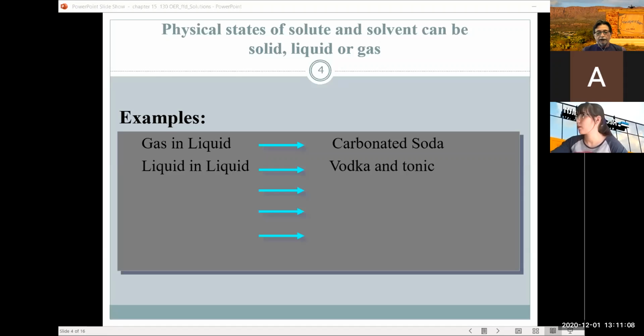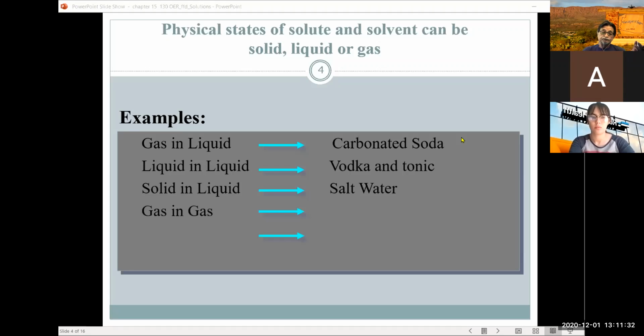You can have a liquid in a liquid, like a drink, vodka and tonic, any type of mixture there. We have vodka in low concentration, hopefully, and tonic in high concentration. You can also have a solid in a liquid: take sodium chloride, table salt, and dissolve it in water, and you have a salt water solution. You can have a gas in a gas, where air is a good example of a solution, with nitrogen and oxygen in high concentrations, and all kinds of other trace gases in our environment.